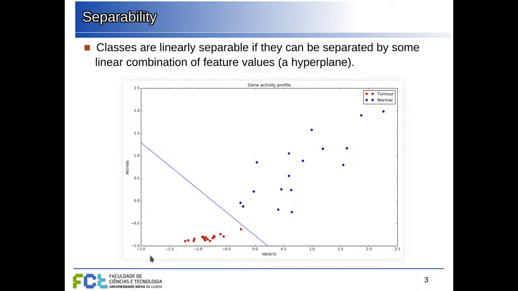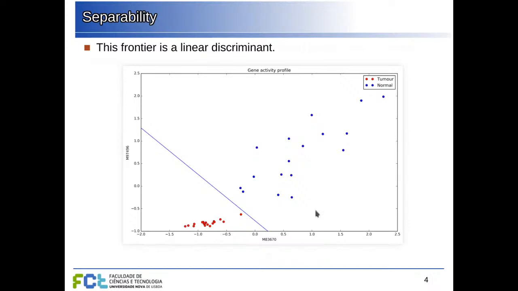In this case we have two features, so we have our data in two dimensions, and this linear combination of these two features will result in a straight line separating the two classes. But in general, you could use the activities of 20 genes, for example, and in that case you would have the data in 20 dimensions. And then it would be linearly separable if you could find a hyperplane in these 20 dimensions that would cut the two classes without errors. The frontier that we have here, separating the two classes, is a linear discriminant.